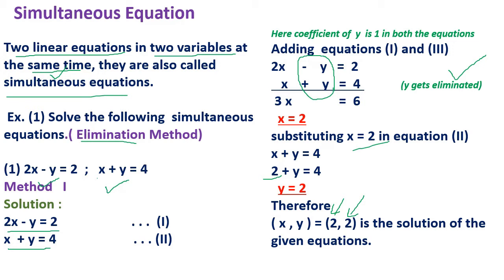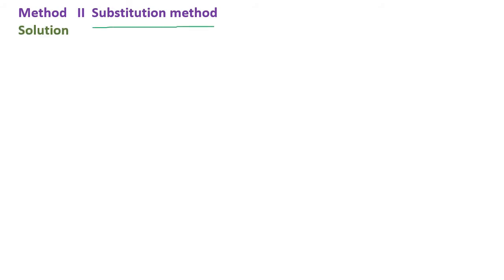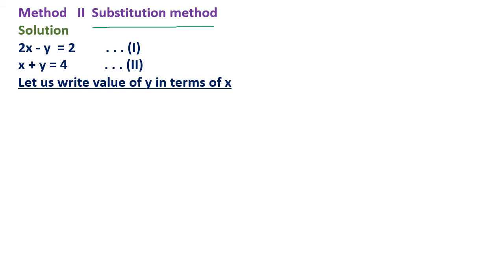There is another way of solving the same question. I'll show you. The method is named as substitution method, in which you will be substituting one in the other. Same question, 2x minus y is equal to 2, x plus y is equal to 4. Now we will try to write the value of y in terms of x.